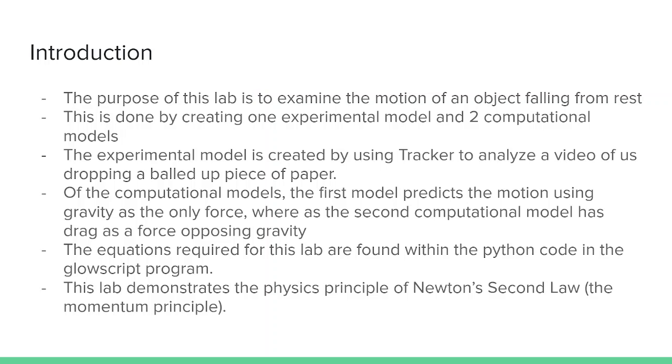So, as for the introduction, the purpose of this lab is to examine the motion of an object falling from rest. This was done by creating one experimental model and two computational models. The experimental model is created by using Tracker to analyze the video of our lab group dropping a balled up piece of paper. Of the computational models, the first model predicts motion using gravity as the only force pulling on the balled up piece of paper, whereas the second computational model has both drag and gravity pulling on the balled up piece of paper as it is falling.